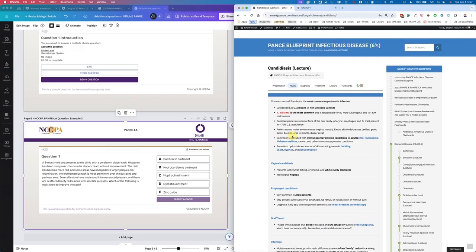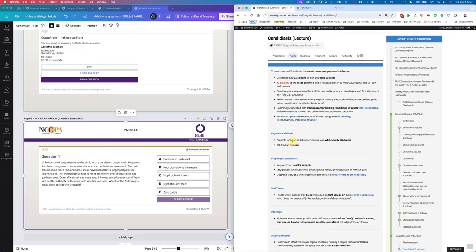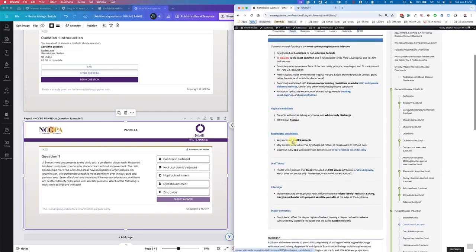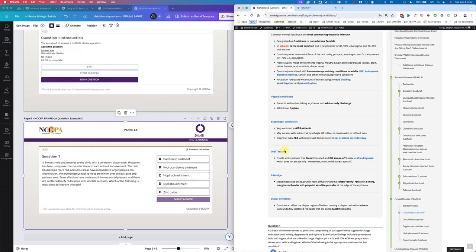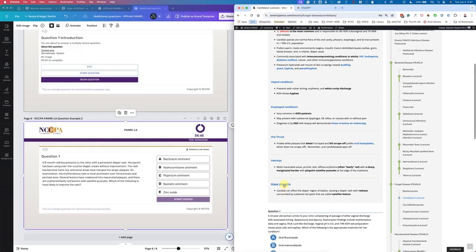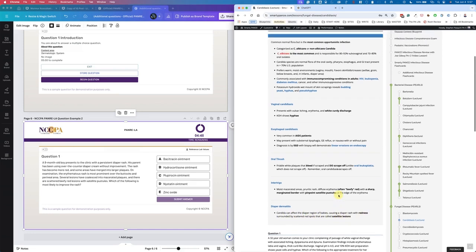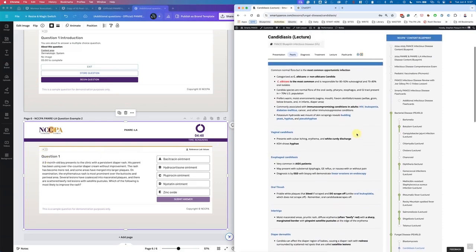Candidiasis can cause several types of rashes. Vaginal candidiasis is the one we think of most likely, esophageal, oral thrush, of course, intertrigo. And then here we are, diaper dermatitis. So candida can affect the diaper region of babies, causing a diaper rash with redness surrounded by scattered red spots and satellite lesions. Okay, there we go. That really fits with this. So this is candidal diaper rash.